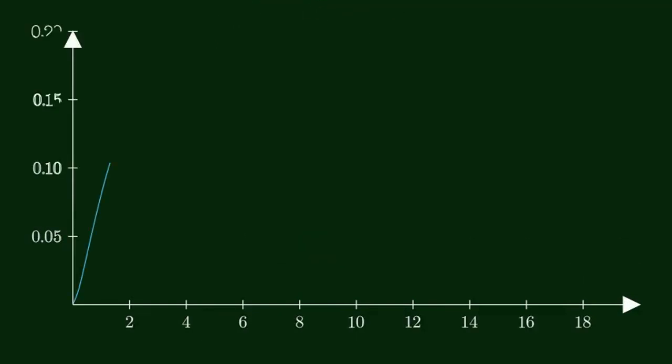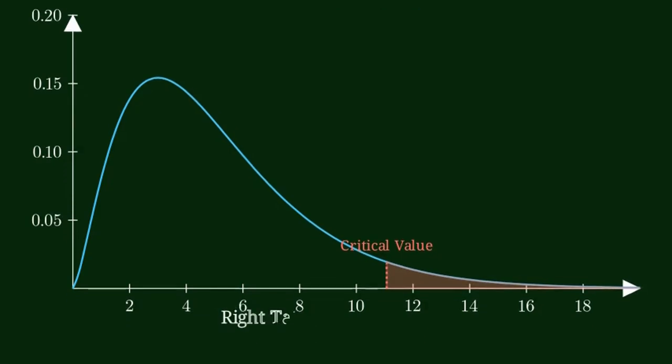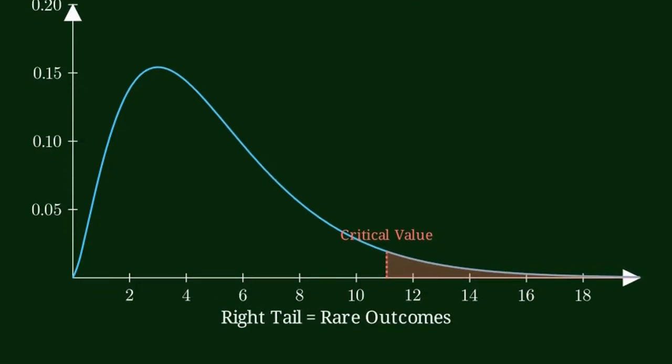Here is the same chi-square curve with a critical value line. The right tail is the rejection zone. If our statistic falls there, the difference is too large to blame on luck. Why do we reject when the chi-square value is greater than the critical value? Because the critical value marks a boundary of rare outcomes. If we cross that line, the gap between observed and expected is too big to be explained by chance.